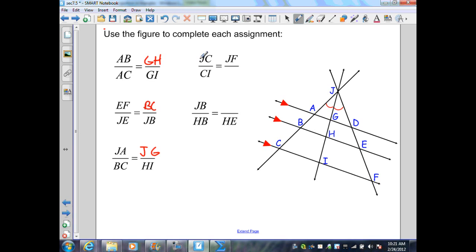Here I have JC over CI. Now I'm using the angle bisector theorem. So JC over CI gives me GF over the segment that the angle bisector creates, which is FI. Next I have JB, which is here, over HB, another angle bisector theorem, which means here I have HE. That tells me that the other segment must be JE.